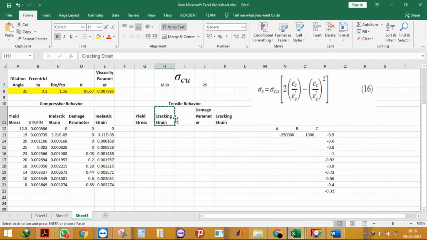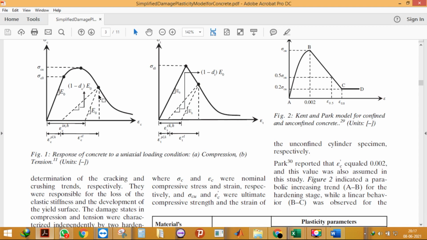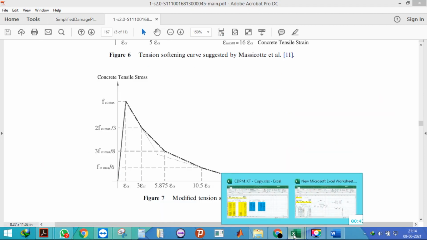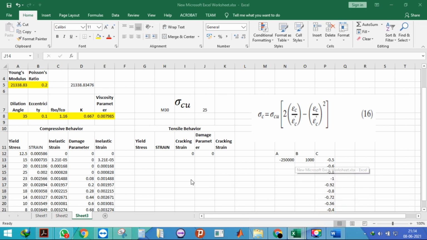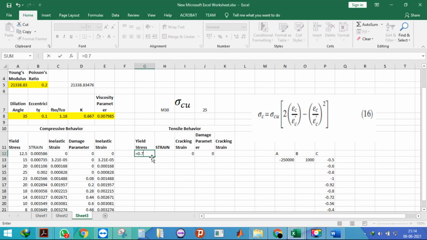Now for tensile behavior, the graph directly goes, it reaches the ultimate point, and it fails. So for that we just have to calculate based on that. Now the yield stress for tensile behavior of concrete is 0.7 under root FCK, so we can get the yield stress directly from there.